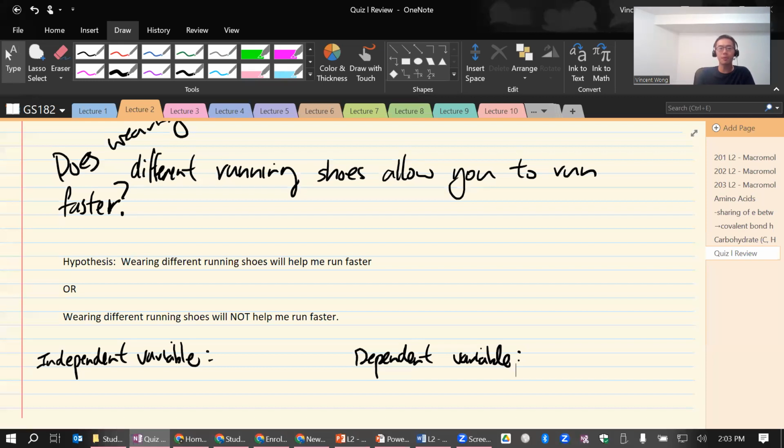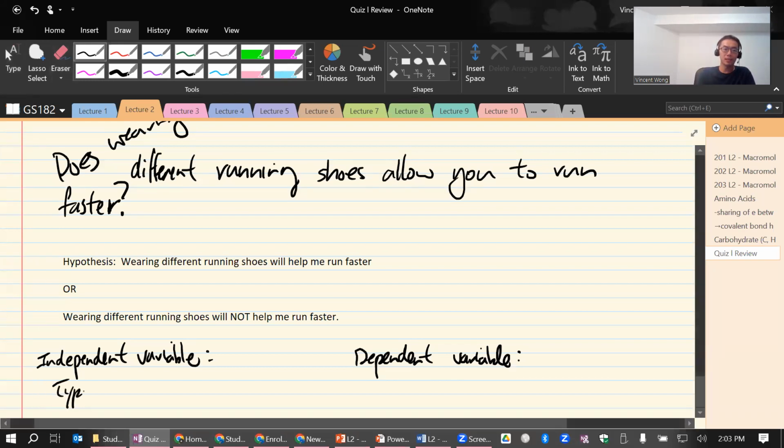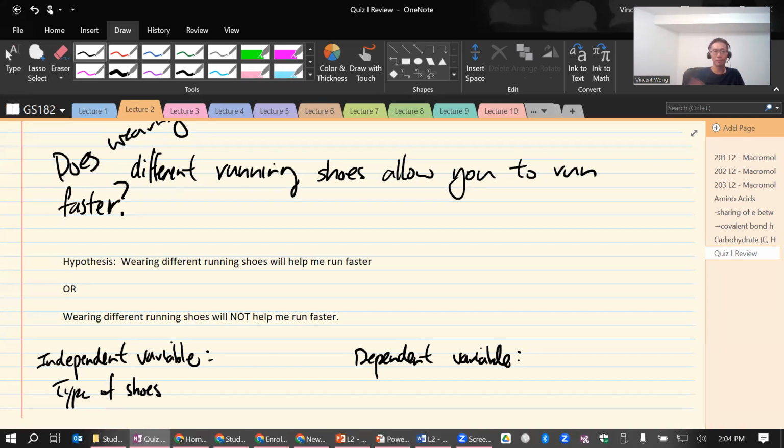Independent variable is the type of shoes, exactly. Type of shoes, right? Like, are you wearing Nike today, Adidas tomorrow, no name brand the third day? Whatever, right? Maybe ones with those little air pockets, whatever. Okay, type of shoes. That's all I'm looking for.